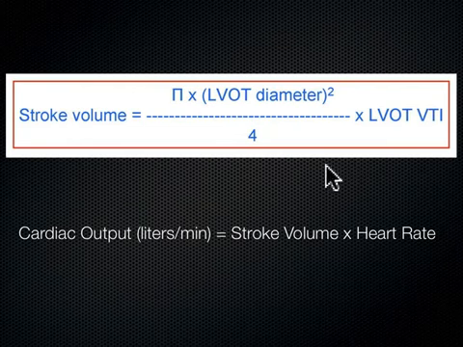So to summarize, we got the LVOT diameter, we measured that ourselves, we gave that to the machine, and then the machine squared that, times pi, divided by 4, and then it takes that and multiplies it by this term right here, the LVOT velocity time integral, and that gives us stroke volume. And by the way, since it's watching the pulsations of the heart on the screen, it knows what the heart rate is. So it takes that stroke volume, multiplies it by the heart rate that it's watching, and gives you cardiac output at the bottom of the screen. And it looks a little something like this.